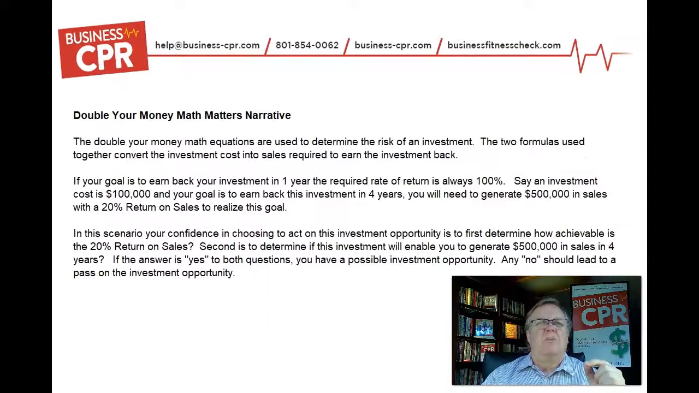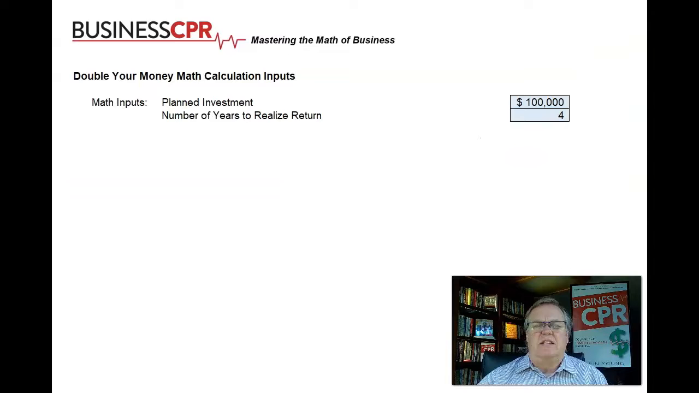The first thing you need to know is what's the size of the investment. In this scenario, we've got a business that's looking to invest $100,000. They'd like to return that investment in 4 years. So that means that they're going to have to generate $500,000 in sales with a 20% profit return for that to happen. So let's look at this in its pieces and parts. First thing you need to do is you need to know the dollar value of the investment, and you need to have a projected time frame for returning that investment.